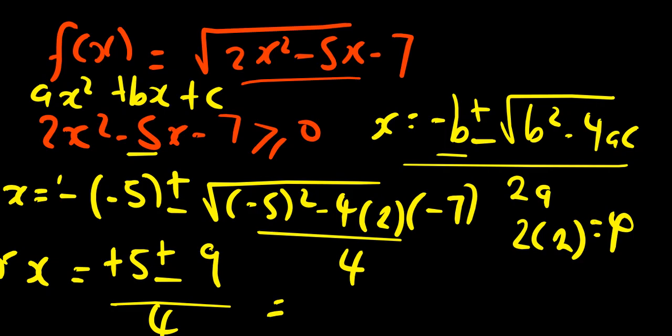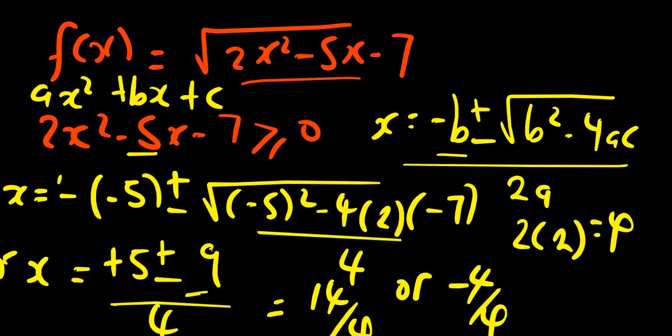So how are we going to solve now? Positive 5 plus 9 will give us 14 over 4. That would be our first expression. Or positive 5 minus 9, that will give us negative 4, so negative 4 over 4. Negative 4 over 4 gives us negative 1.